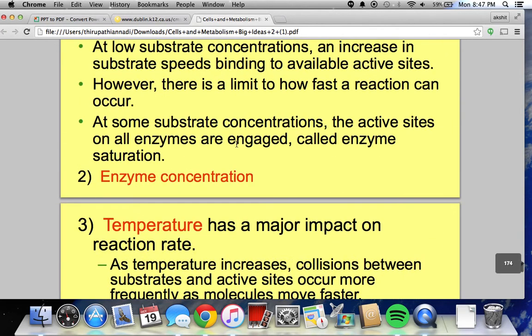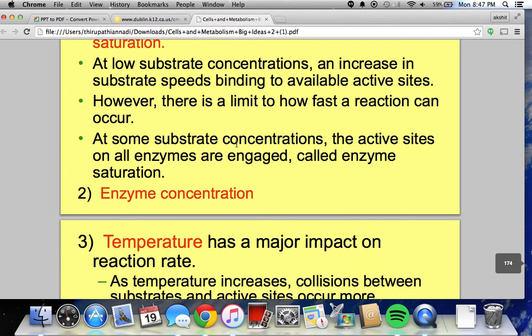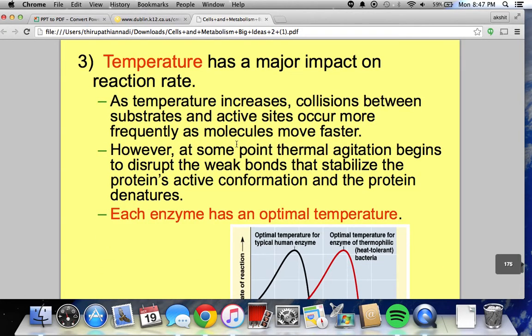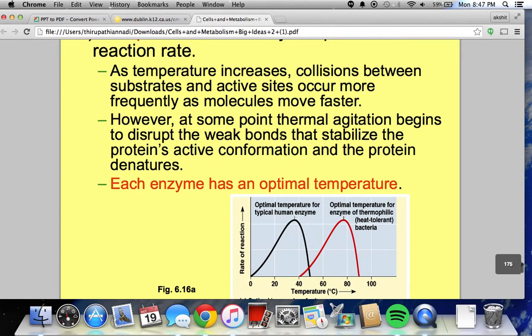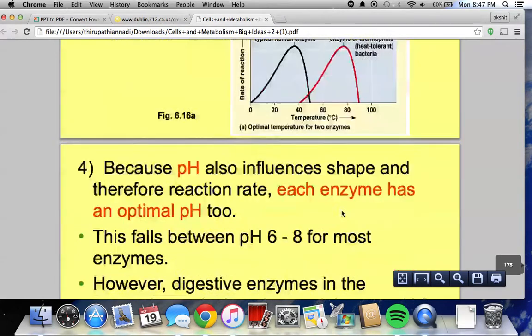And again, as enzyme concentration increases, the rate increases because if there's more enzyme, the reaction can happen more often, and you get more products. Temperature has a major impact because if it's too cold, the enzymes can't move and they can't do the reaction. But if it's too hot, the enzyme loses its shape because the bonds in the enzyme are broken. Each enzyme has an optimal temperature, like for humans we like 38 degrees, but some bacteria really like 80 degrees because they live in hot places.